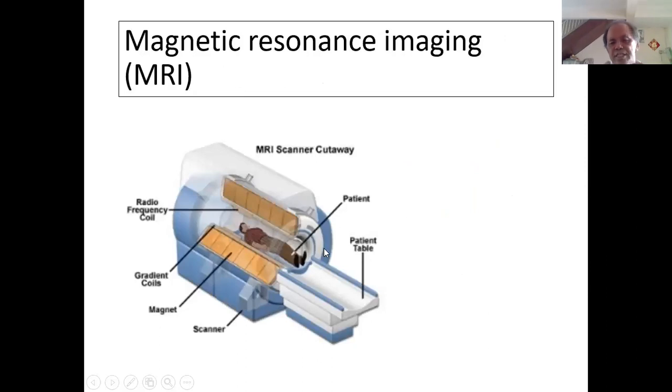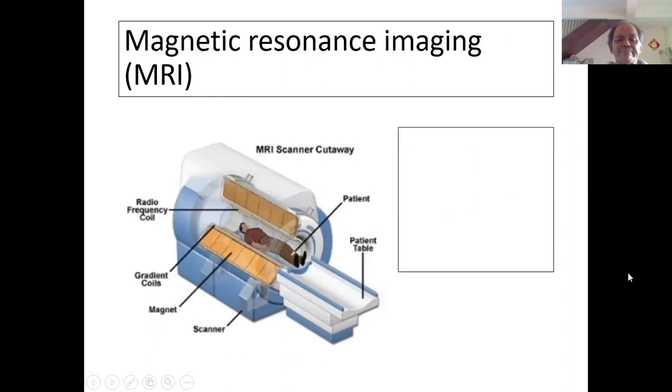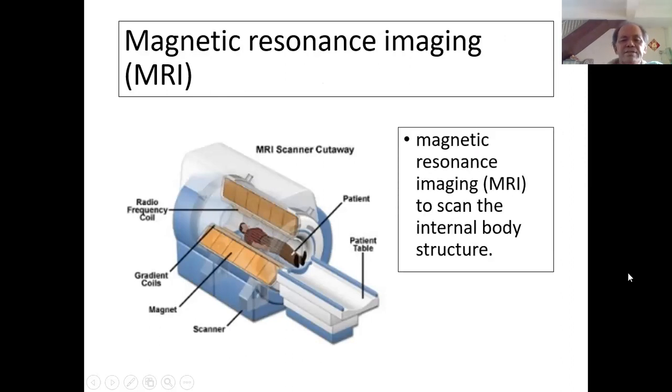Then we use it in MRI, where we want to scan the body, usually the backbone, to see whether anything is wrong with the backbone. Magnetic resonance imaging to scan the internal body structure.